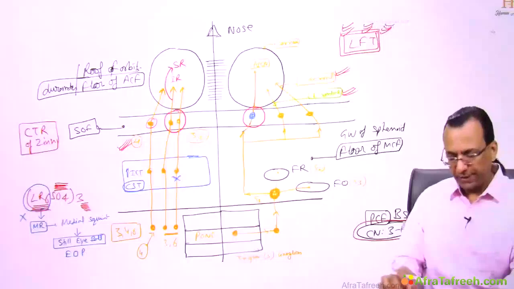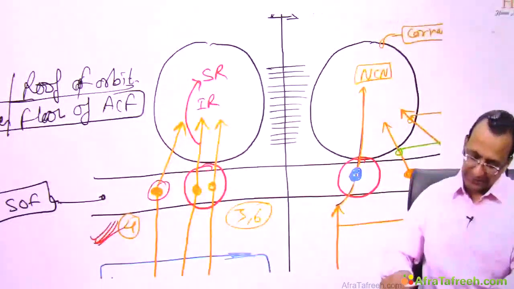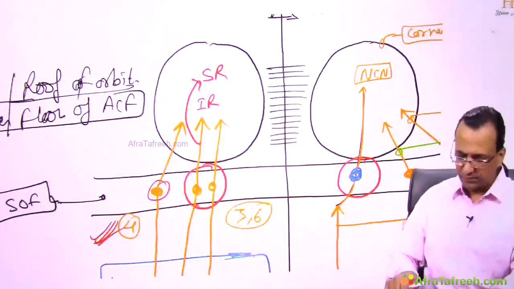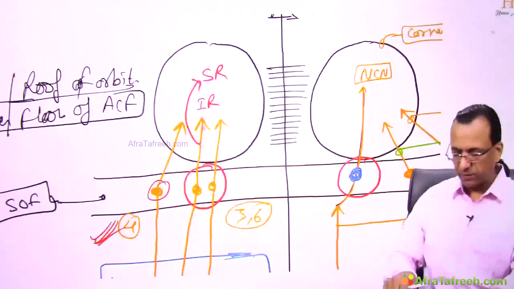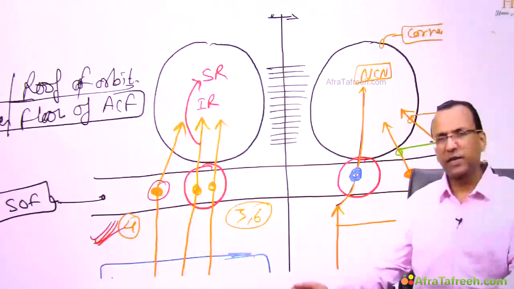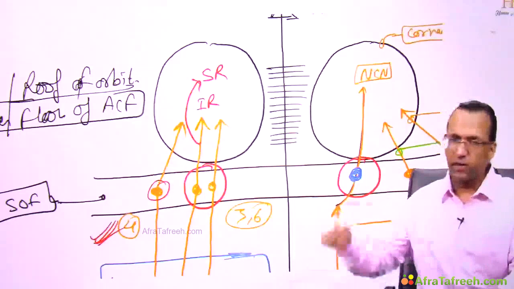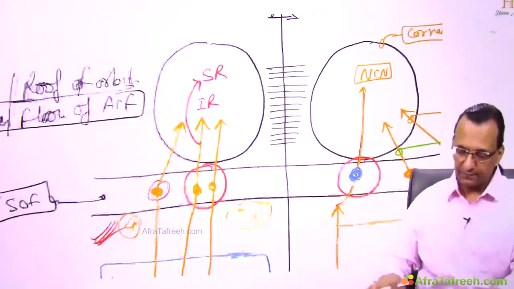You are trying to say that when we look inside the ring of Zinn, there will be two divisions of the oculomotor nerve? Yes, actually, the superior division supplies the superior rectus, the inferior division supplies the inferior rectus. I cannot understand anything. What is happening? If you cannot understand, then let us look at one diagram. Then you will understand. Okay, we'll see the diagram.